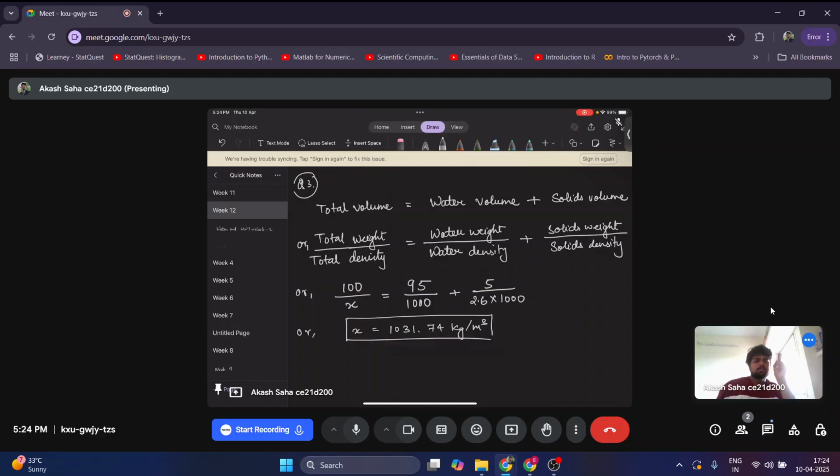Okay, very simple. Just equate the volumes, the total volume. So this is for the sludge. So total volume will be equal to water volume plus solids volume. Now volume we can write in terms of weight by density. So total weight by total density is equal to water weight by water density plus solids weight by solid density. Now we consider that it's 100 kg of sludge. So out of 100 kg, 5% or 5 kg is my solids, 95 kg is my water. So we'll just equate it and we will get the answer.